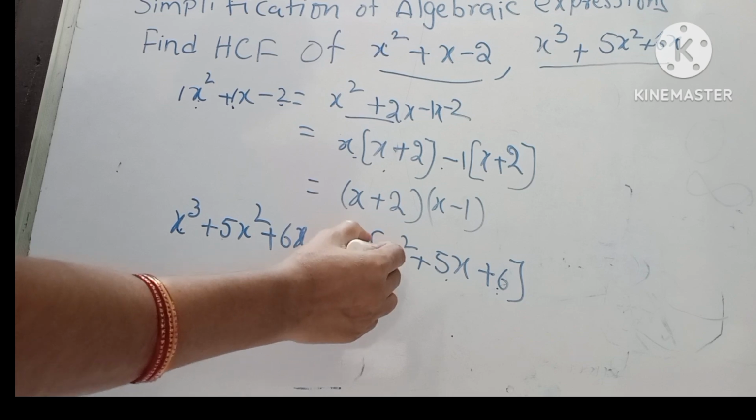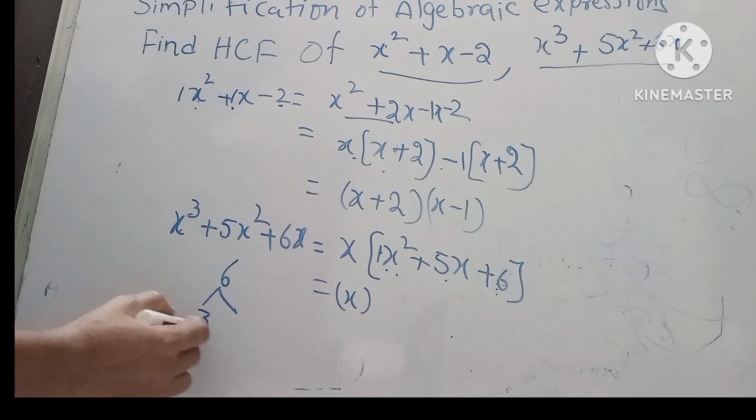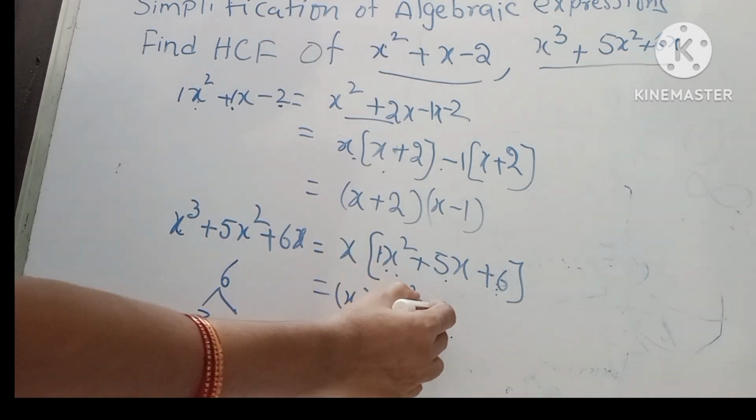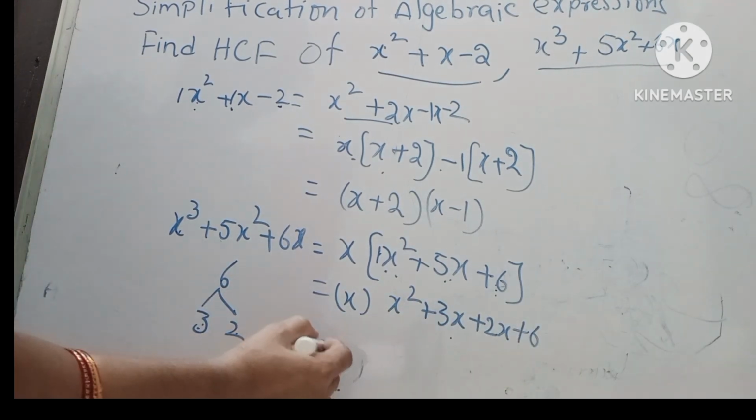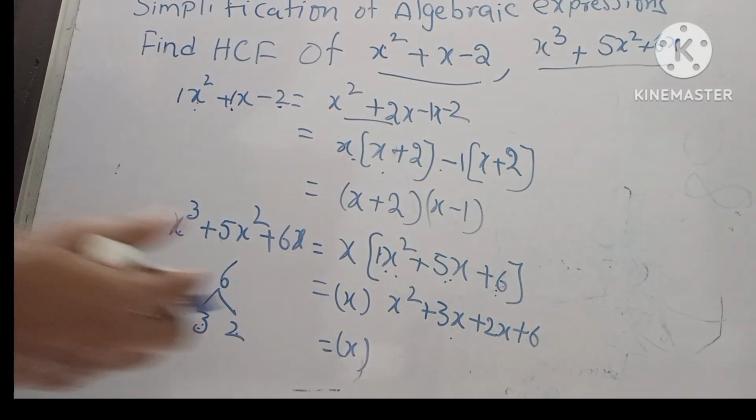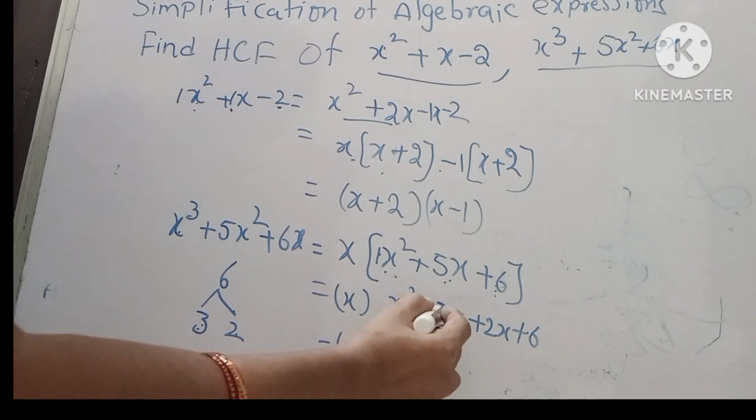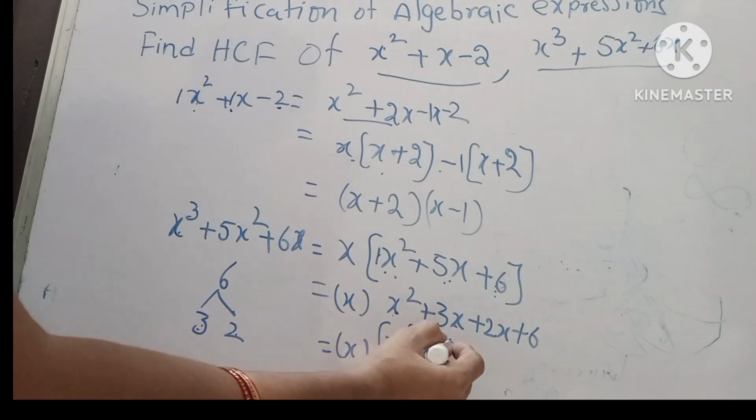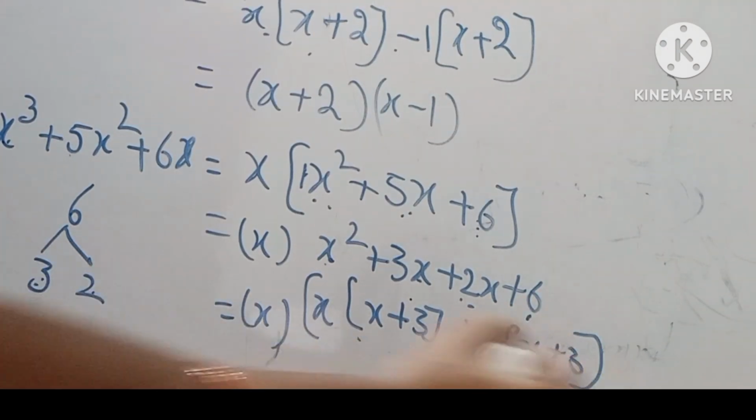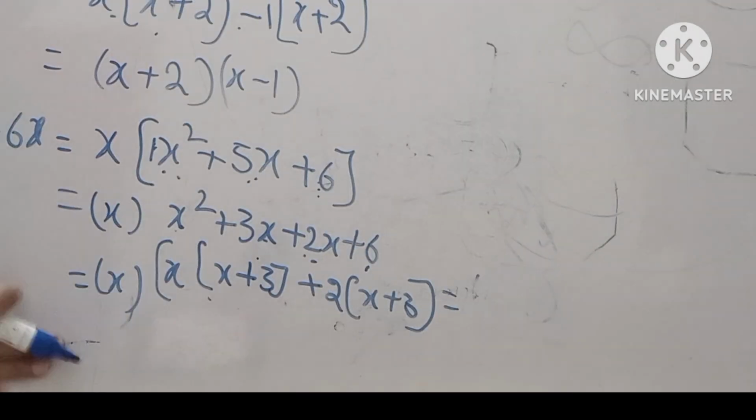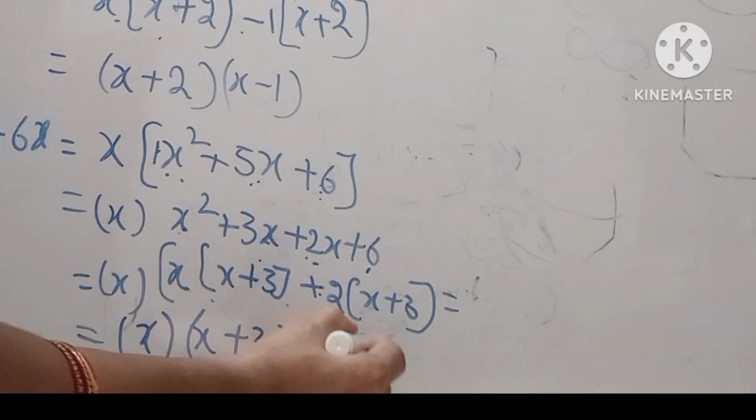So a into c is 6. 6 factors తీసుకోవాలి, 6 factors ని add చేస్తే 5 రావాలి. 3 2s are 6, 3 plus 2 is 5. So x square plus 5x can be written as x square plus 3x plus 2x plus 6. Factorize: x into x plus 3, and a common factor in both terms: plus 2 into x plus 3. So x plus 3 is the common factor, equal to x into x plus 3 into x plus 2.